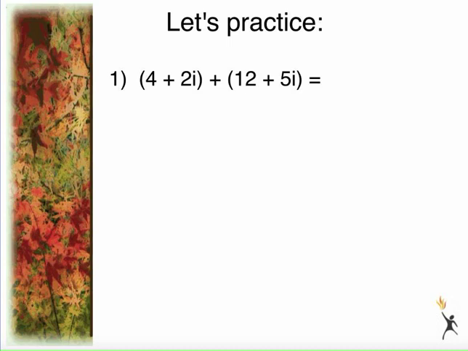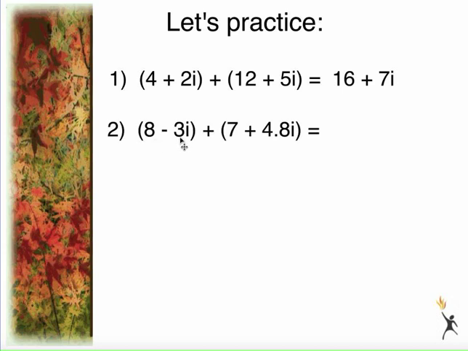Here I have two complex numbers, 4 plus 2i plus 12 plus 5i. The real portions, 4 and 12, I can add together and I get a sum of 16. I can add the two imaginary numbers together. 2i plus 5i is going to give me 7i. I end up with 16 plus 7i.